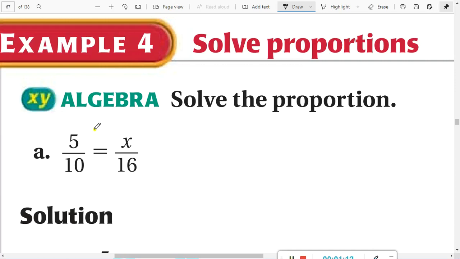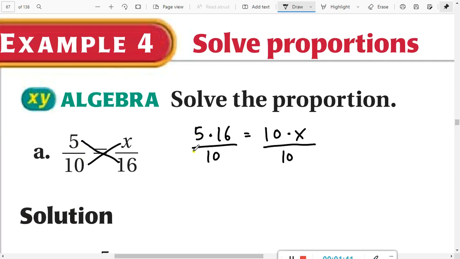All right, example 4a, they want us to solve the proportion. I guess they mean solve for x. Okay, so we just cross multiply. Top times bottom is going to be 5 times 16, and that equals bottom times top, 10 times x. Okay, solving for x, we just divide both sides by 10.